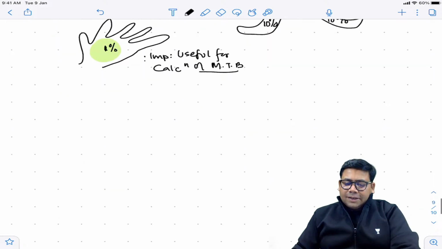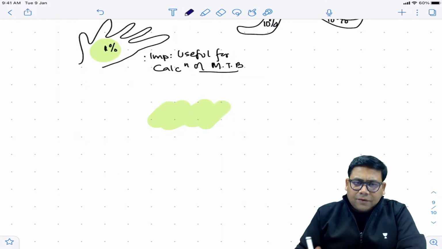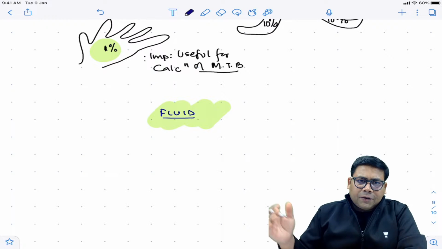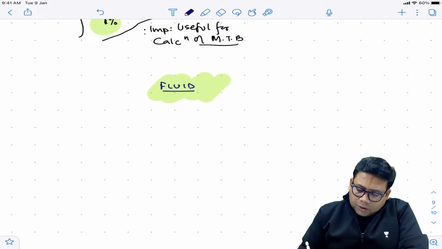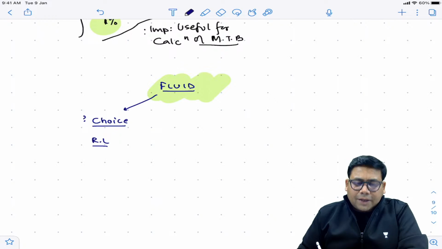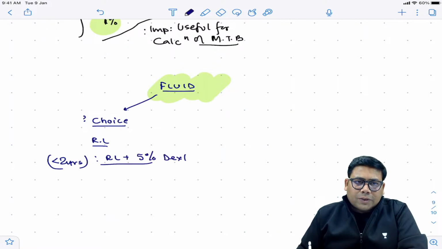The next is, let us talk about how we calculate fluids. Since this is a concise revision class, I will be selecting the topics and teaching you accordingly. When you talk about fluids, there are two things. What is the choice of the fluid? There is no other option better than RL in this case. For less than 2 years, you need to add a source of what? Dextrose also. So 5% dextrose is added.